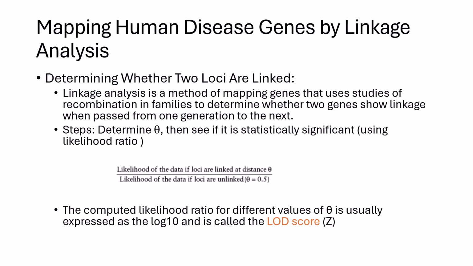So the steps are first to determine theta, as we'd seen previously, then see if it is statistically significant using a likelihood ratio. So the likelihood of the data if loci are linked at distance theta, divided by the likelihood of the data if loci are unlinked. The computed likelihood ratio for different values of theta is usually expressed as the log 10 and is called the LOD score, and the notation is Z for the LOD score.